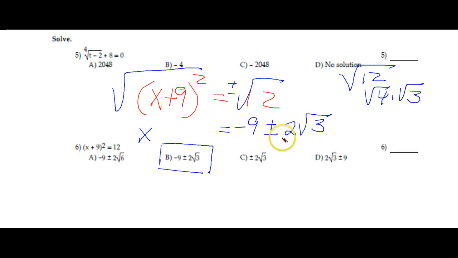Negative 9 plus or minus 2, the square root of 3. And there's the work to show it. You're using the square root principle. Now, again, you need to show the work to get credit for the answers.